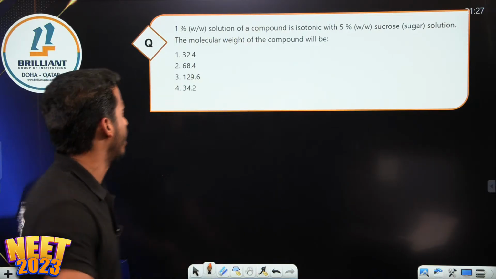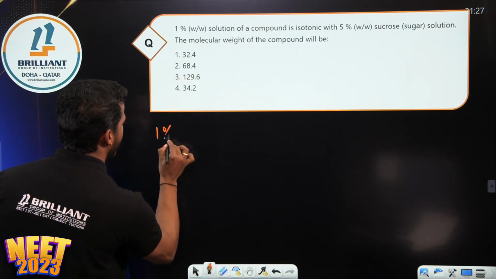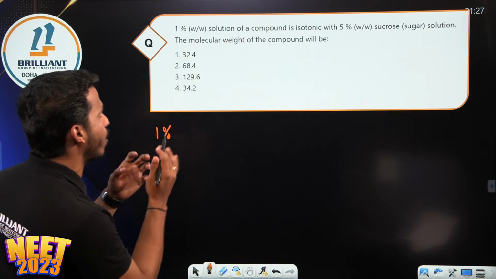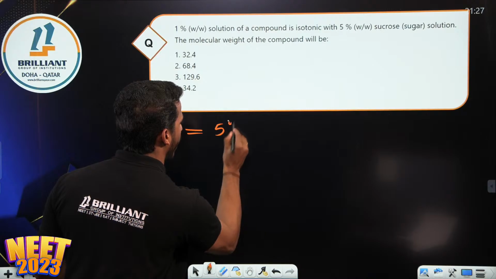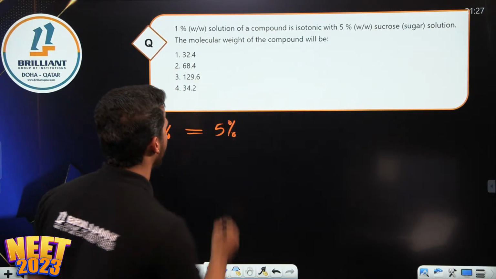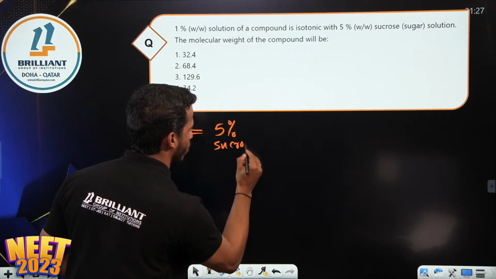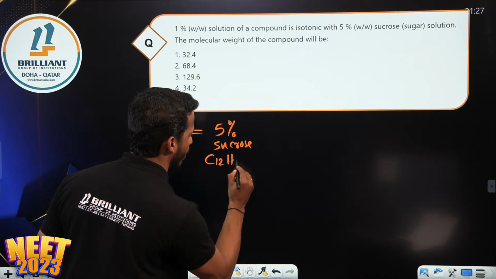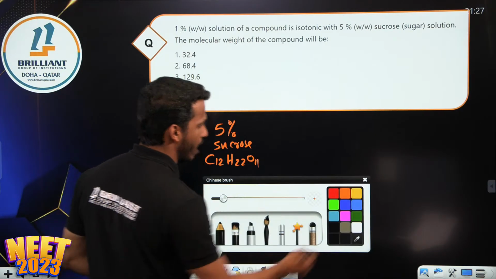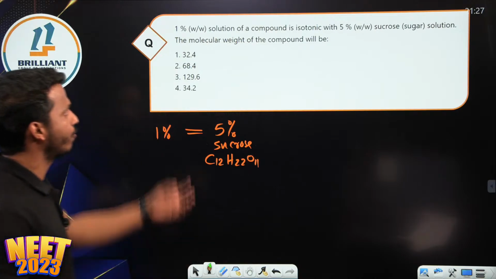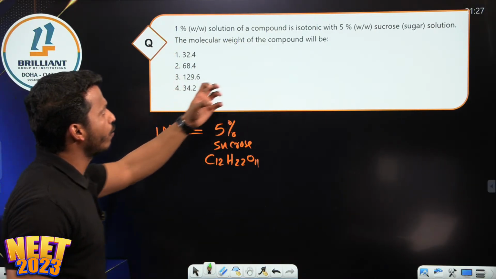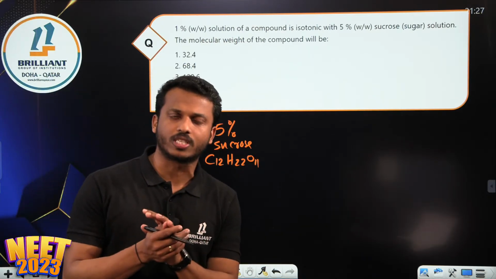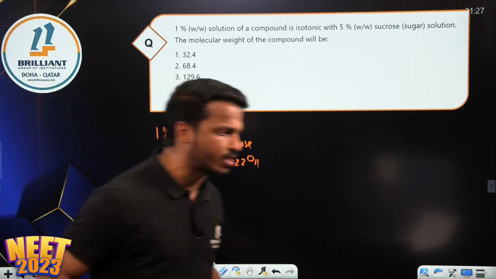Same osmotic pressure. They give a 1% weight by weight solution of a compound. It is isotonic with a 5% weight by weight solution of sucrose. What is sucrose, dear all? C12H22O11. That is the formula of which one? Sucrose. What will the molecular weight of the compound be? Dear all, this type of question is very simple and easy to score marks.